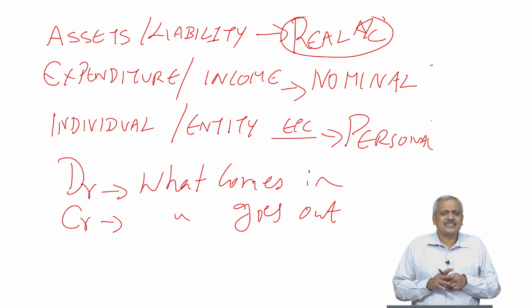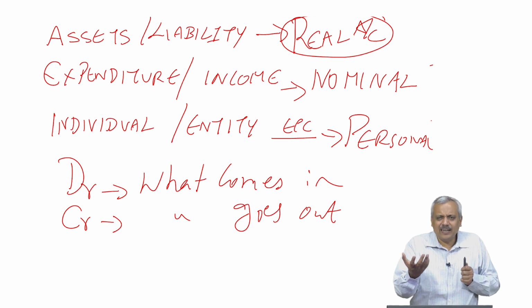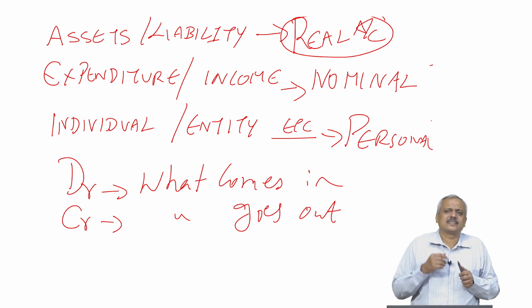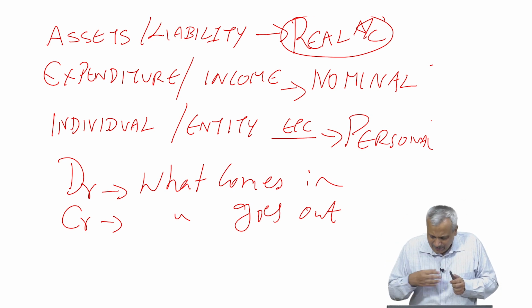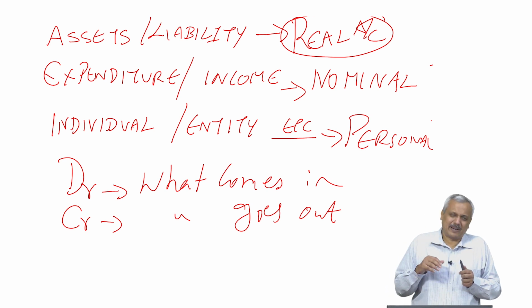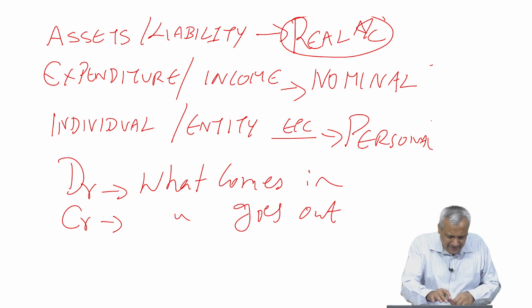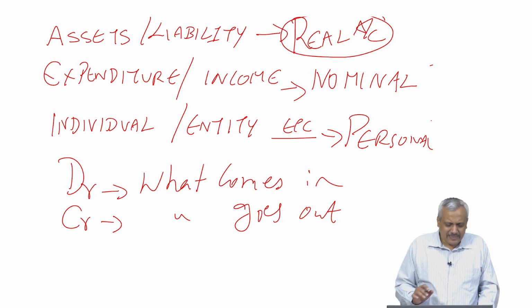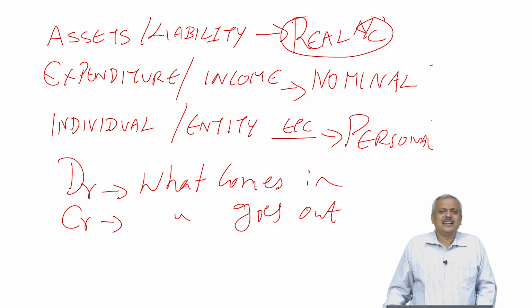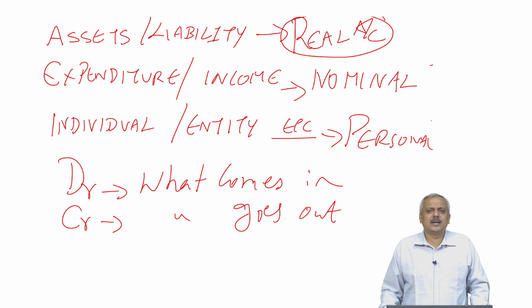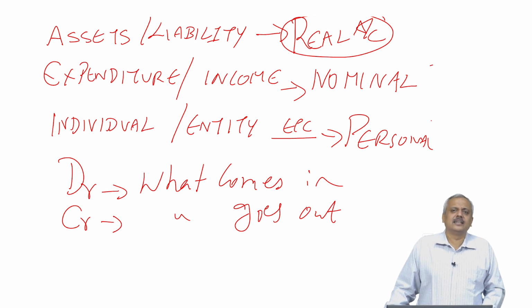The third classification is related to non-living entities or living entities, that is individuals, enterprises, etc. We classify that as the personal account group, and each of them has a basic principle. If I look at the real account, for asset and liability, we say debit what comes in, credit what goes out. When we talk about income, expenditure and losses, debit all expenditures and losses, credit all incomes and gains.